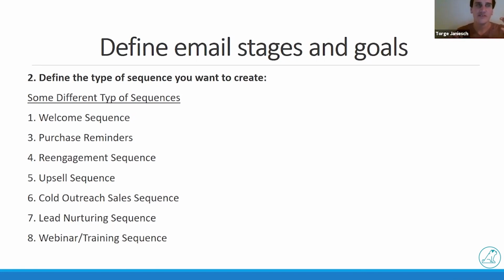So when you're making a decision about what your goal is, what you want to achieve, and what type you want to do, very often it's the welcome sequences, where you try to get people from the newsletter to the point that they buy something. But be aware that there are also a lot of other sequences you can use.